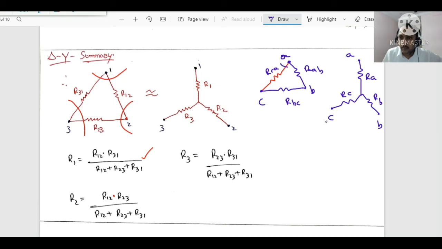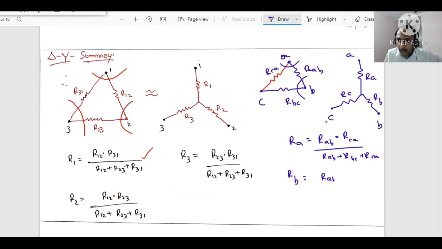So if I want RA, simply you take the product of these two. So now RA is equal to the product of these two, RAB into RCA whole divided by, the denominator is the same, RAB plus RBC plus RCA. If I want RB, observe, RB will be here at this point, equivalent star. You take the product of these two.